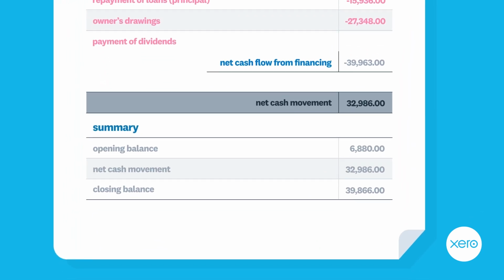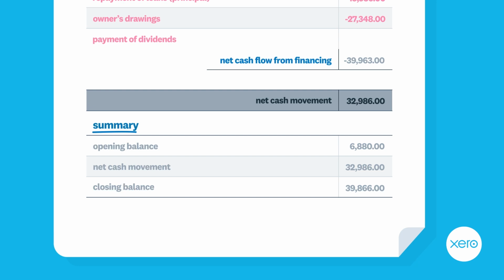Finally, you'll see a summary where you'll find the opening cash balance, your net cash movement, and your closing balance. This is the amount of cash the business finished your selected period with.